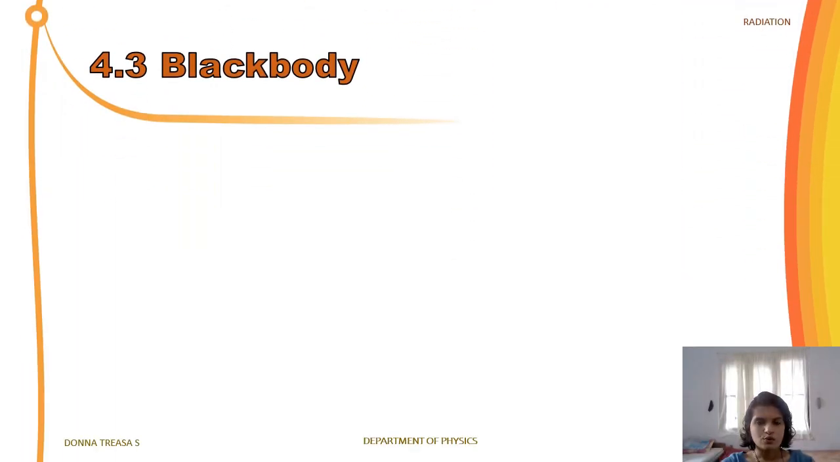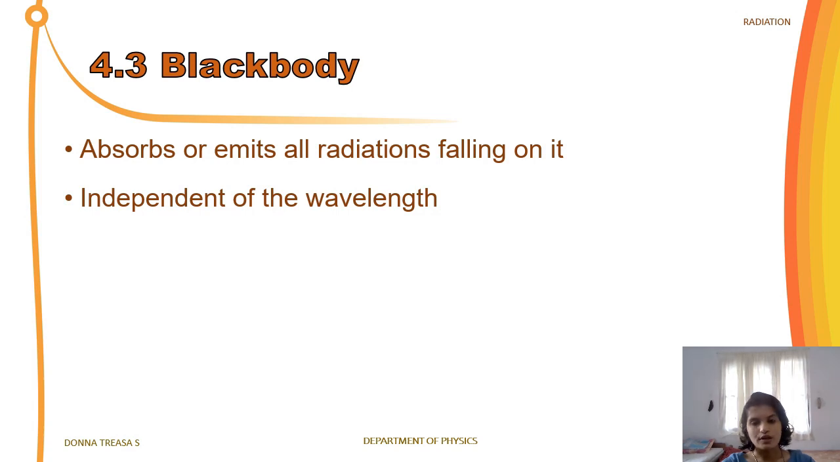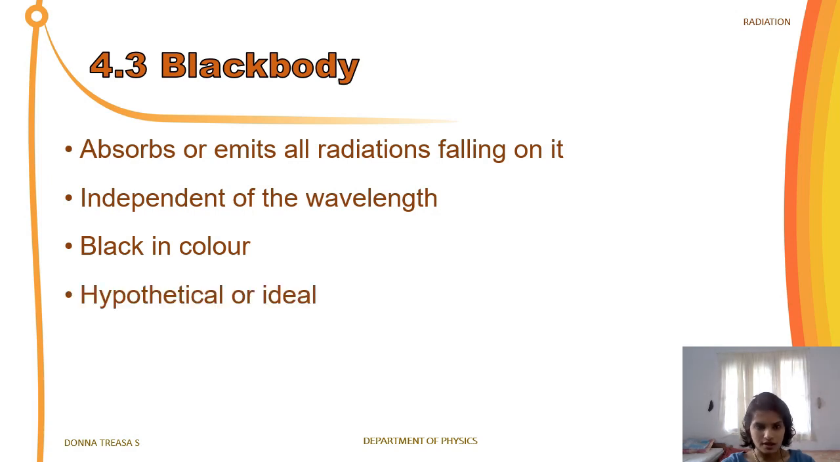Now we have come to one of the most important topics in radiation, that is the black body. A black body is a body which absorbs or emits all radiations falling on it. It is independent of the wavelength, that is, the thermal radiation absorbed or emitted is independent of the wavelength of the incident radiation. As the name itself suggests, a black body is black in color.